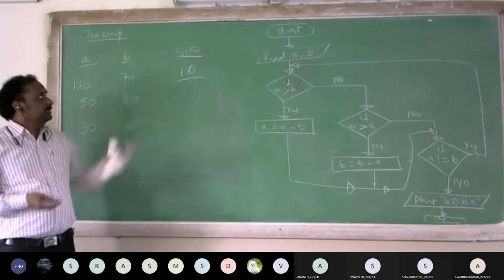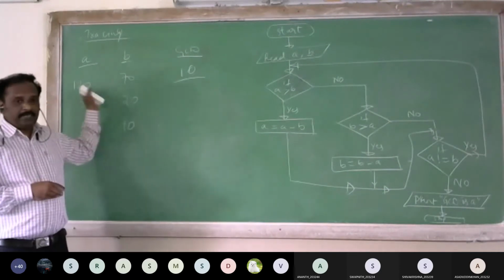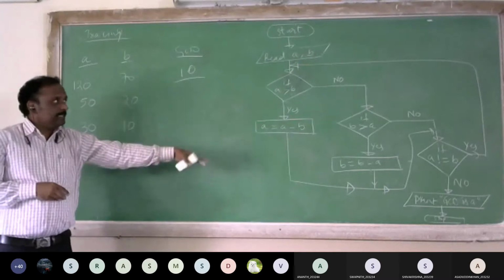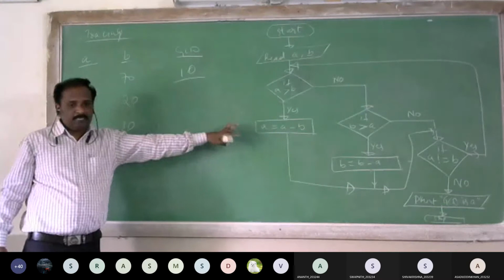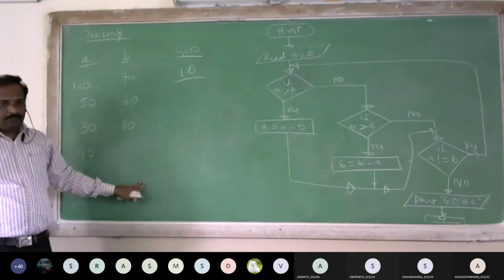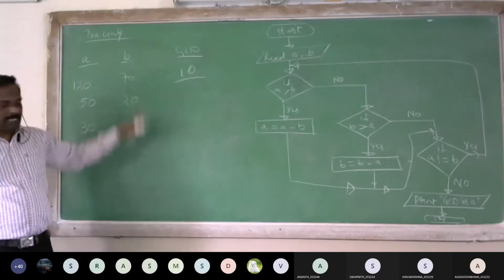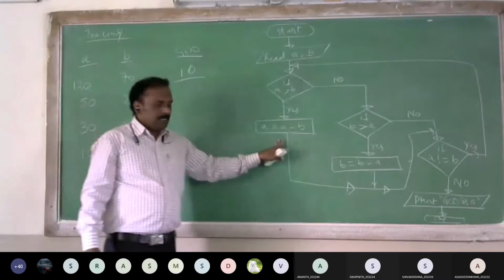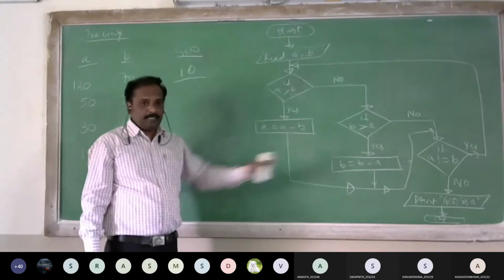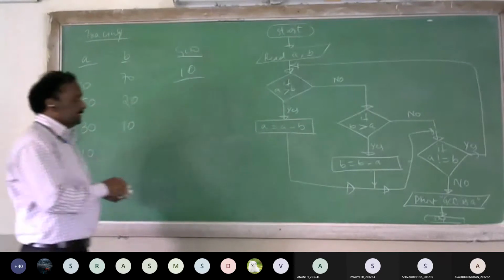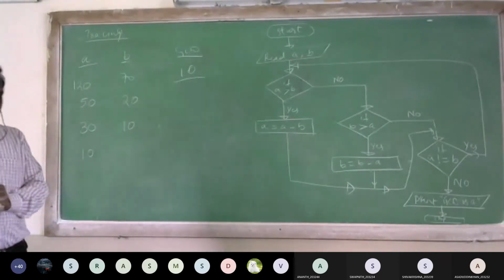You can take some other numbers and you can trace this either algorithm or flowchart. Both are same. Only it is graphical representation. Step-by-step statements is called as algorithm. Graphical representation of an algorithm is called as flowchart. Both are same. In this, anybody having any doubt?